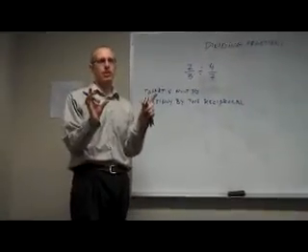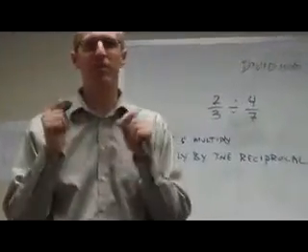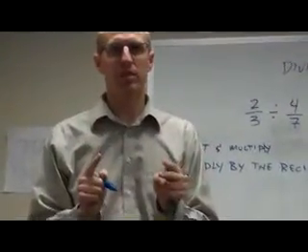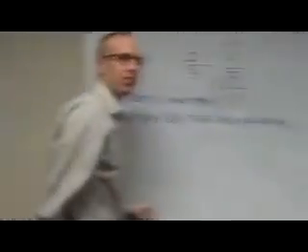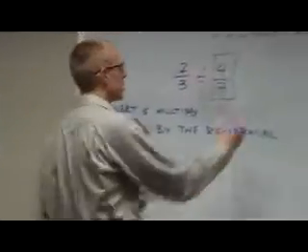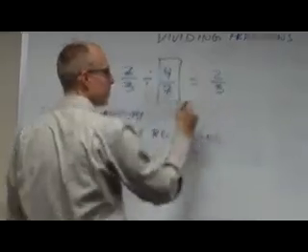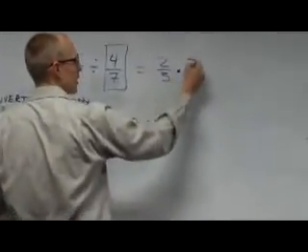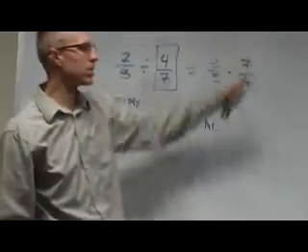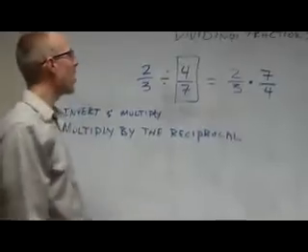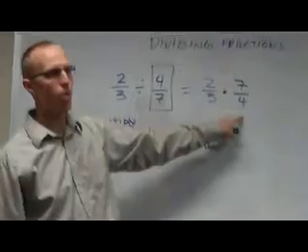Here's the most important thing, is you have to invert or take the reciprocal of the second fraction. You've got to take the second fraction here and invert that. It becomes a new problem. So if I'm going to invert and multiply, I keep my first fraction the same, and I multiply then by the reciprocal, or I flip, or I invert the second fraction. So now I have 2 times 7, 3 times 4.